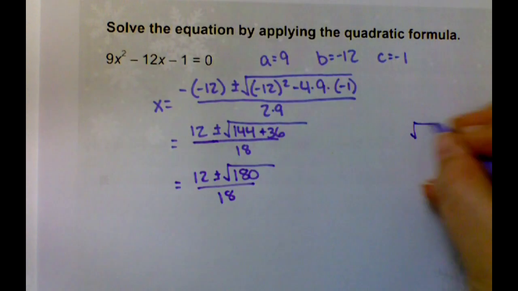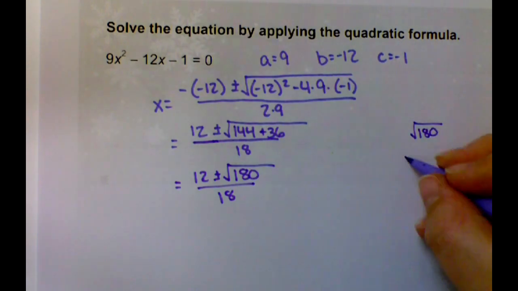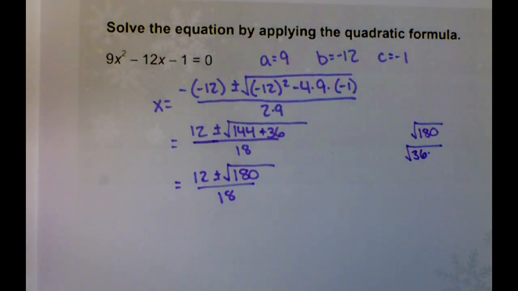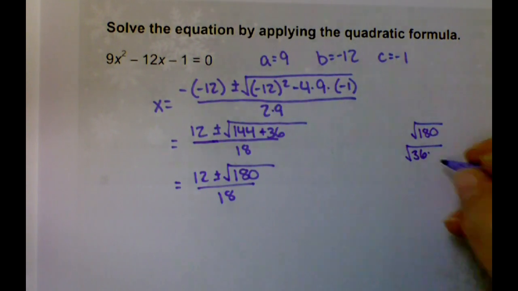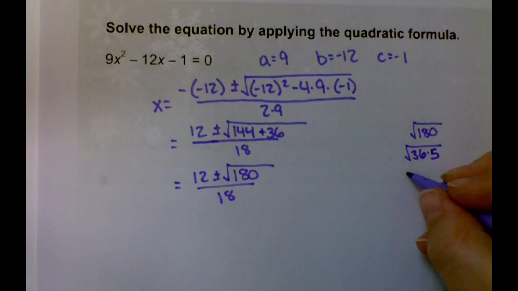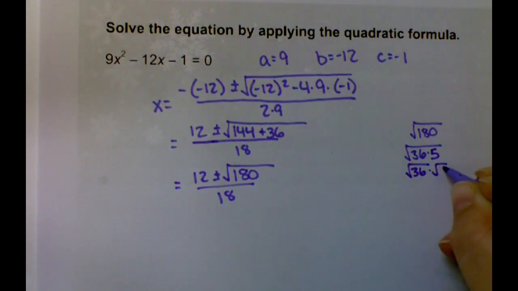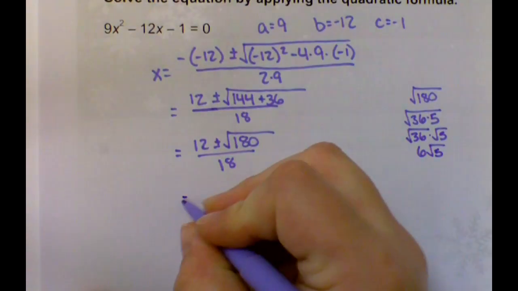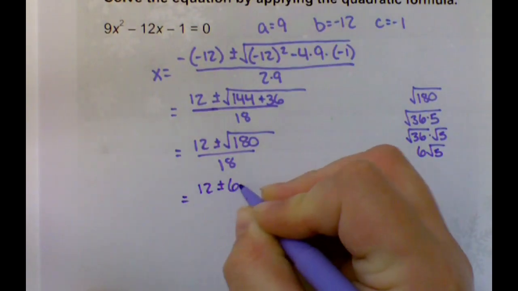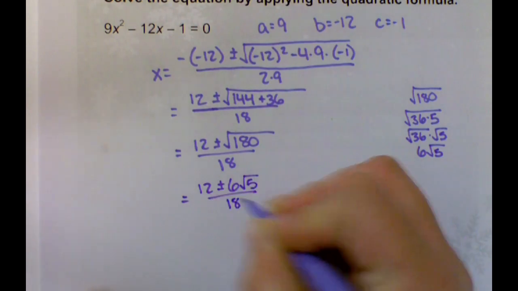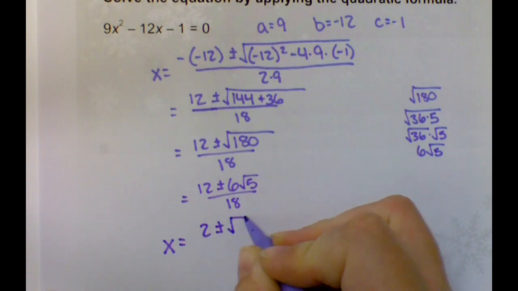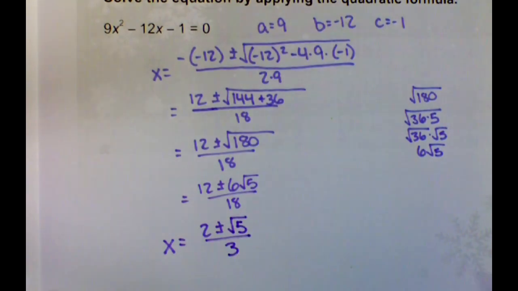Now we're going to simplify the square root of 180. Perfect squares that go into 180. I'm pretty sure 36 does. 180 divided by 36 is 5, so it's 36 times 5. Split those apart. Square root of 36 times square root of 5 is 6 square root 5. That'll help me with my simplifying because now I have 12 plus or minus 6 square root 5 over 18. And I can divide everything by 6, making it 2 plus or minus 1 square root 5 over 3 as my final answer.